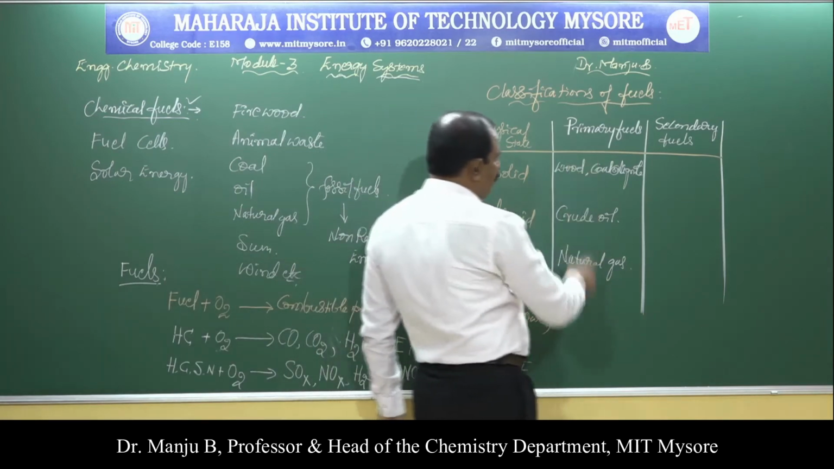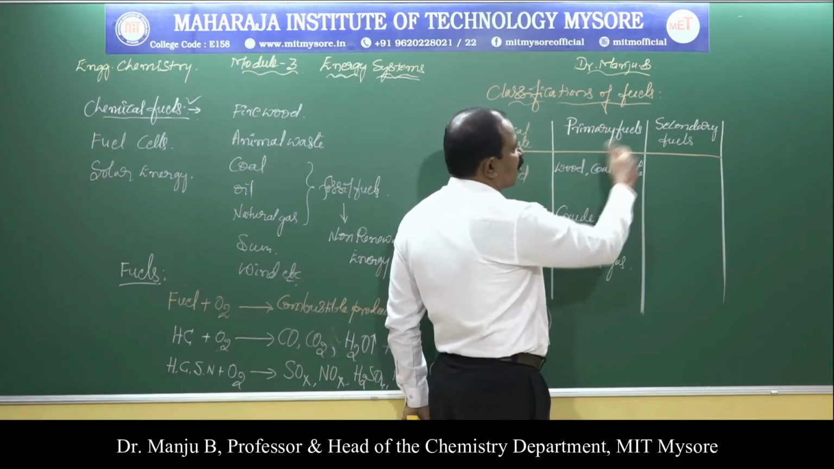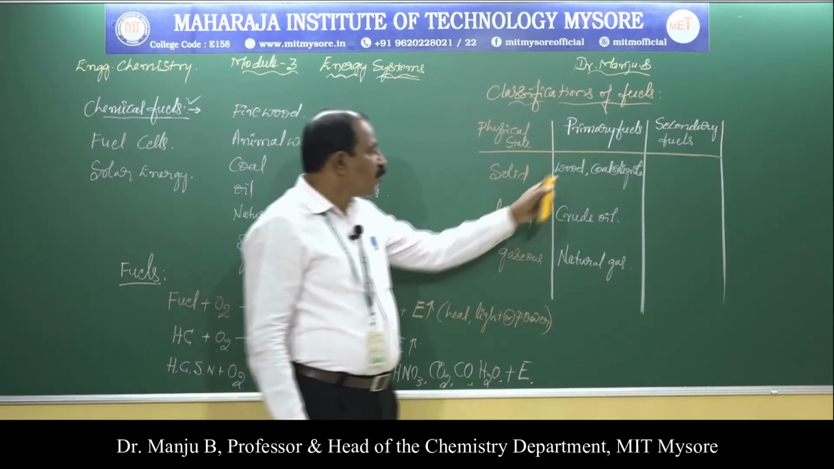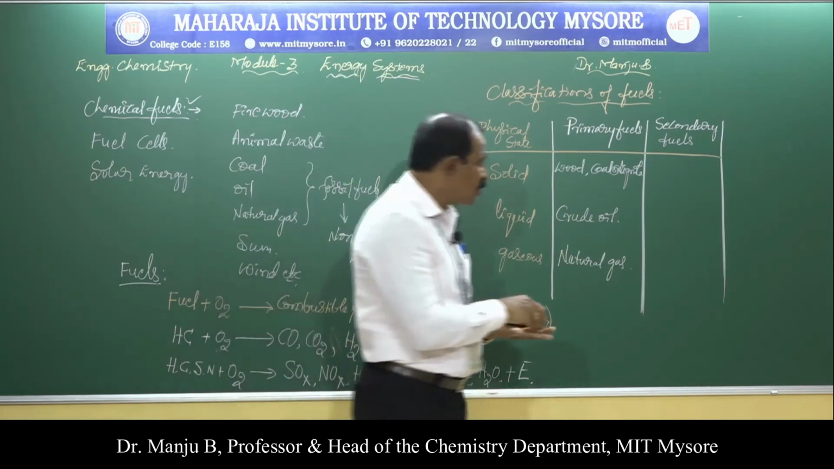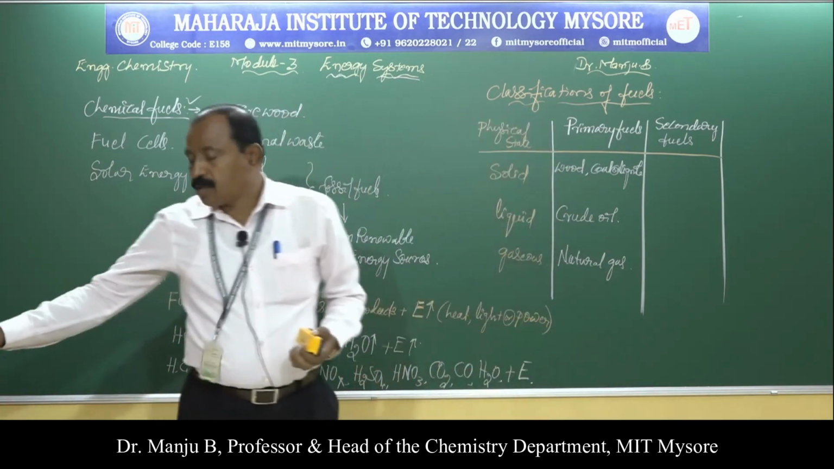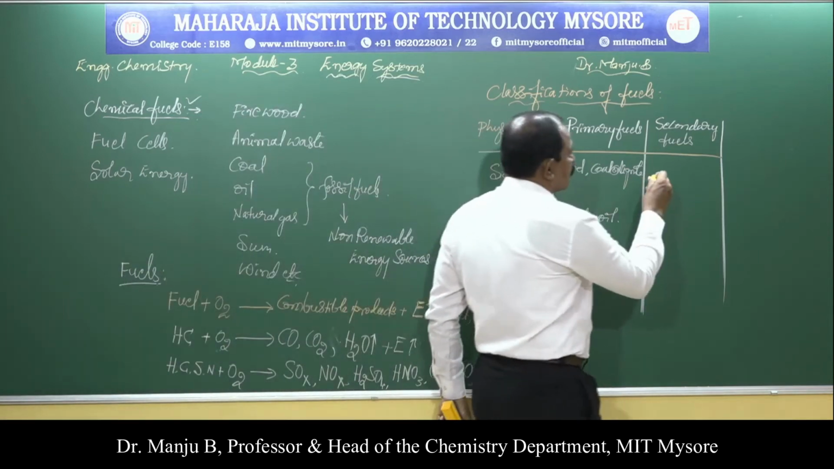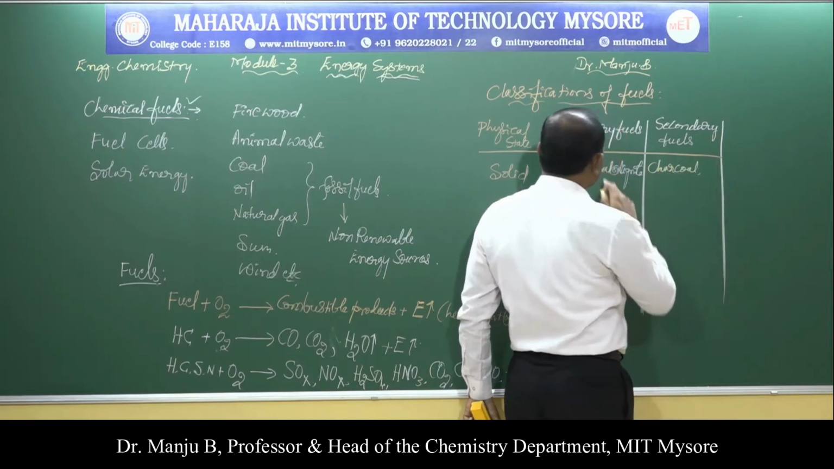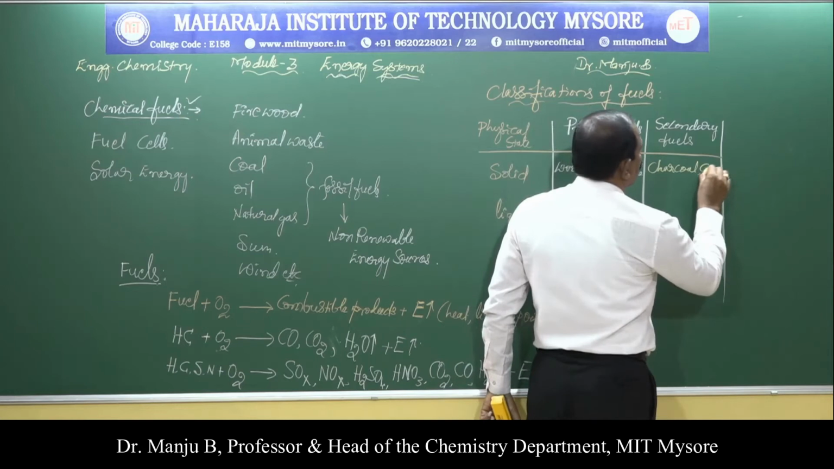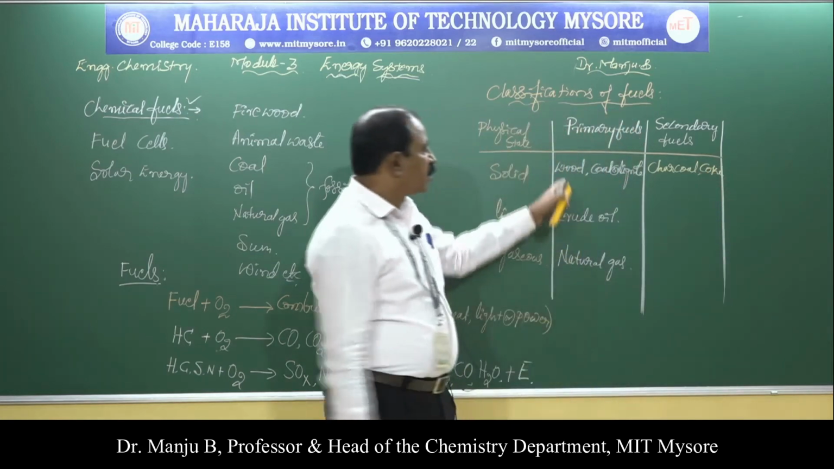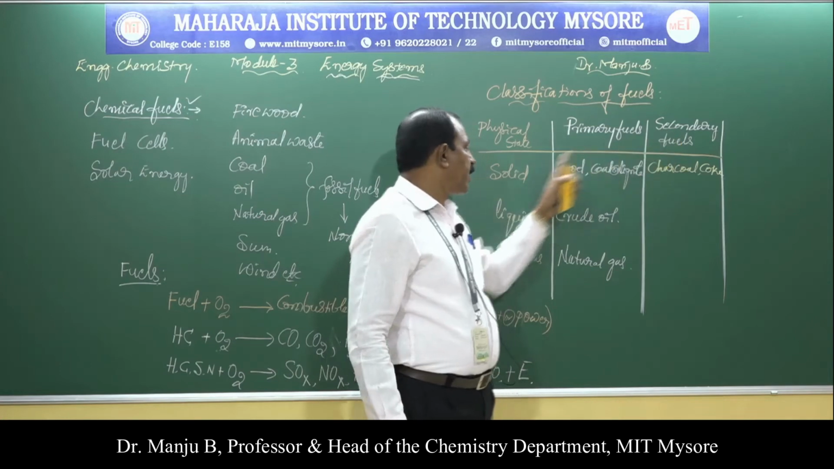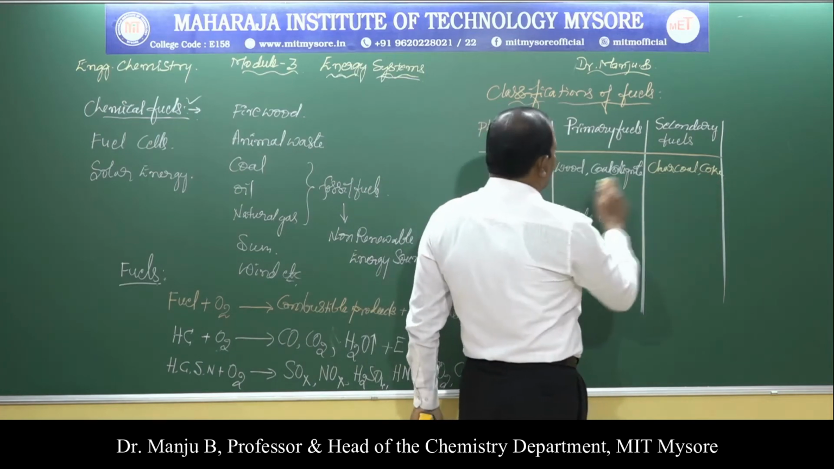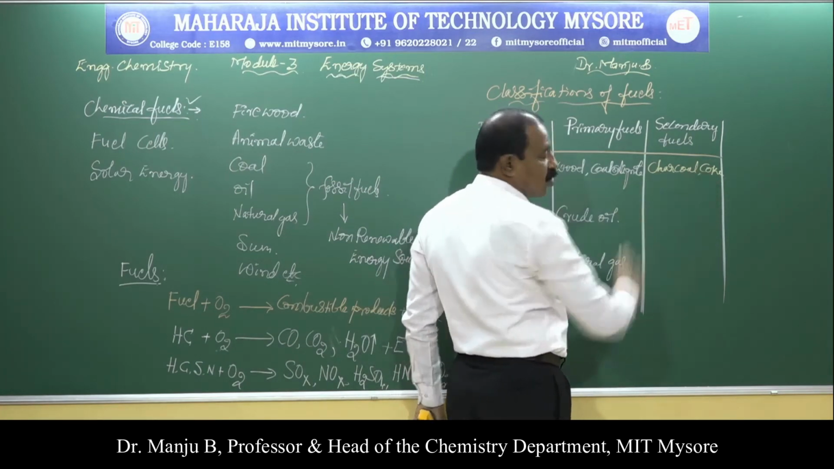But with the help of primary fuels, you can easily derive secondary fuels with the same physical state. Wood, after burning, gives what? Wood gives charcoal, and coal or lignite gives coke. That is in the solid state. Secondary solid fuel examples are charcoal or coke. Wood gives charcoal, coal or lignite gives coke.